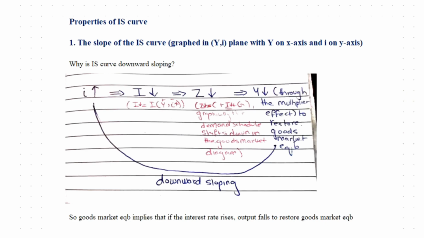We want to look at properties of the IS curve. We want to start off by talking about the slope of the IS curve, where we want to look at why the IS curve is downward sloping. So this relates back to how we graphically derive the IS curve.